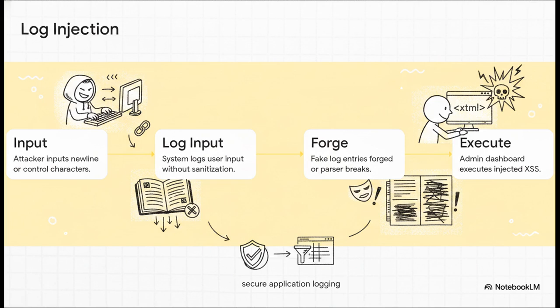But here's the real kicker. If your admin dashboard renders those log entries as HTML, boom, the attacker just injected cross-site scripting directly into the system reviewer's browser. The fix for this is incredibly straightforward but absolutely vital. Always strip or encode new lines and control characters from user data before it ever touches your logs.